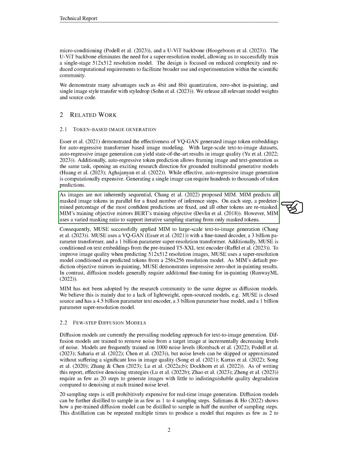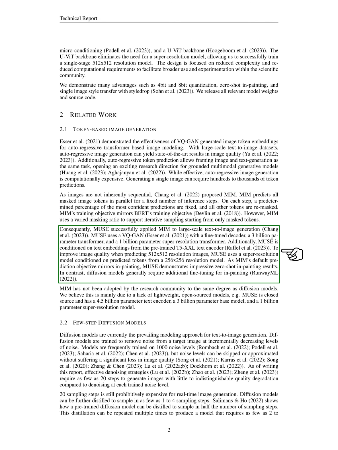MIM predicts all masked image tokens in parallel for a fixed number of inference steps. On each step, a predetermined percentage of the most confident predictions are fixed, and all other tokens are remasked. MIM's training objective mirrors BERT's training objective. However, MIM uses a varied masking ratio to support iterative sampling starting from only masked tokens.